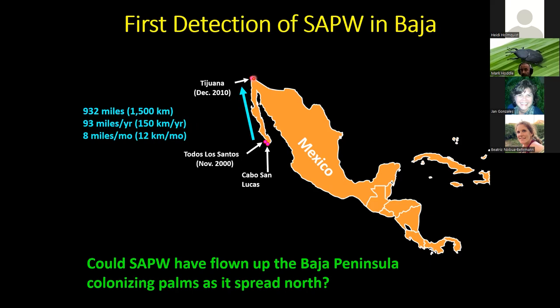I'm not so sure that's the case, because the first records here in Todos Santos were in Washingtonia robusta, the Mexican fan palm, and they were in a natural preserve area.